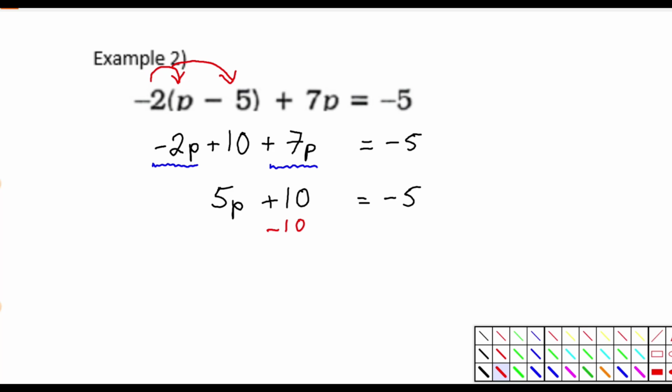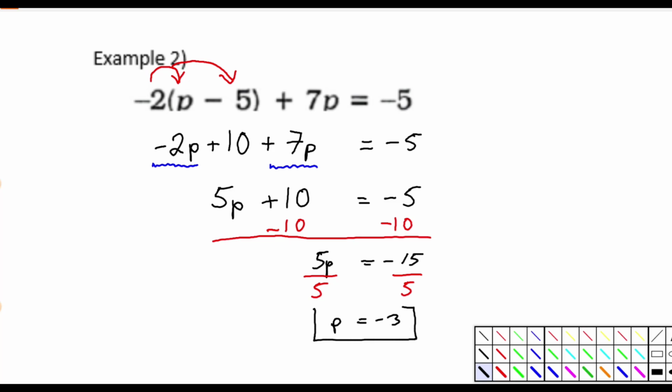So subtract 10, and you'll get 5p is equal to negative 15, and divide by 5, and there you go. Game over. So p is equal to negative 3. Not too bad. Pretty quick. And done.